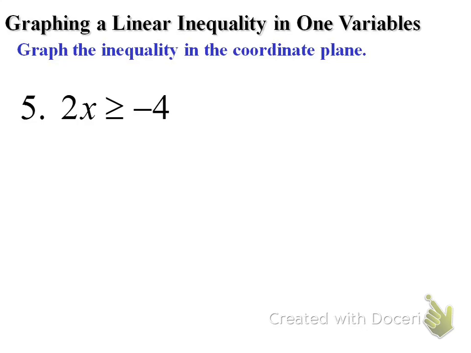The first thing you want to do is get it into a form that we can graph. So if there's a y value, get it into y equals mx plus b. If there's only x values, like on this one, just get x by itself. So to get x by itself, I would divide both sides by 2. I would get x is greater than or equal to negative 2.